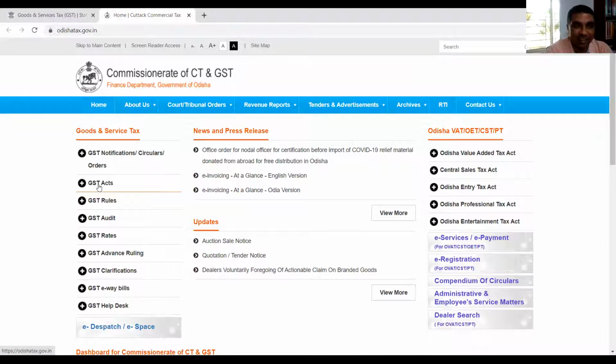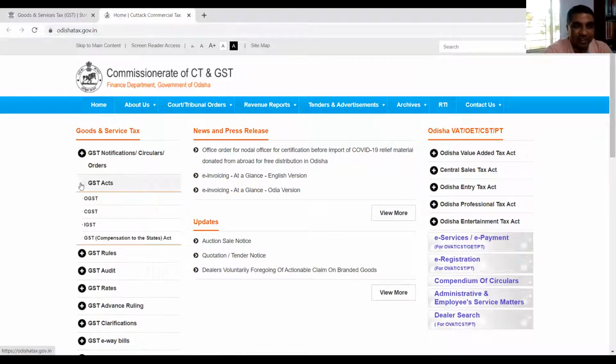Okay, will you be able to do that? Various things, GST Act is there, GST rule is there, GST audit is there, GST rates are there. If you click here, you can find Odisha GST Act, Central GST Act, then Integrated GST Act, then GST compensation to the states act. So these acts are here, you can find it.